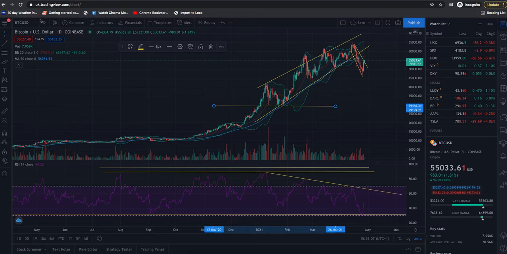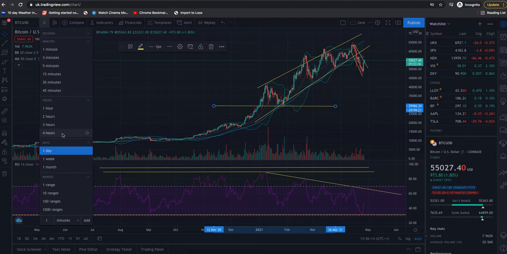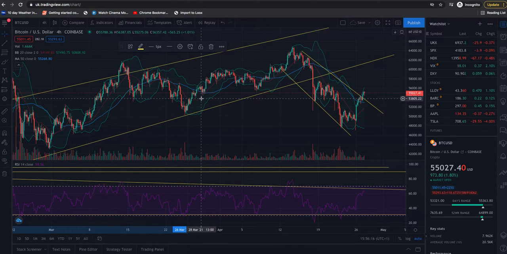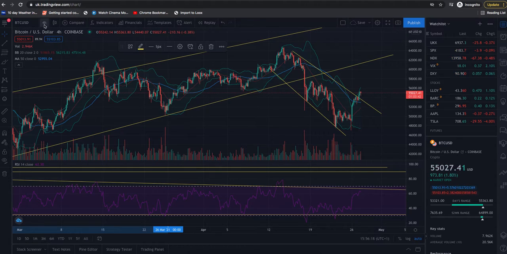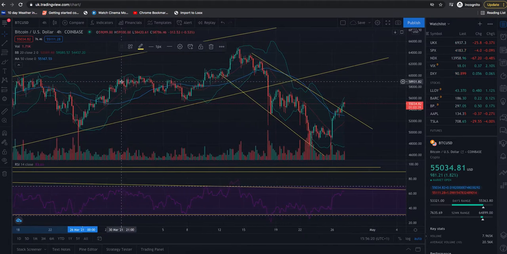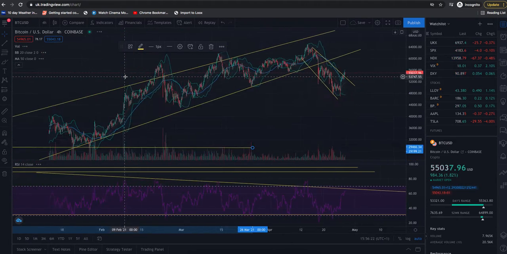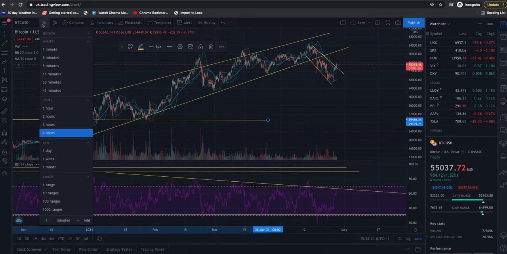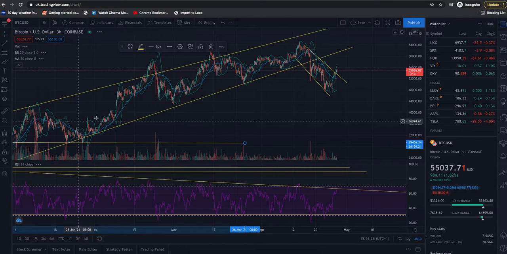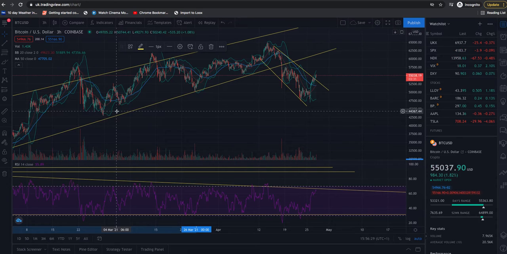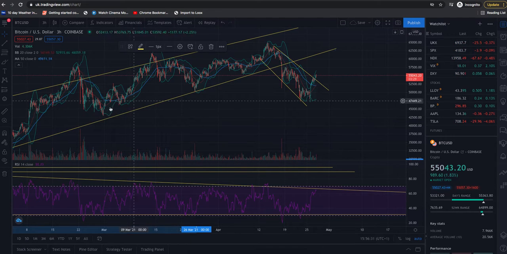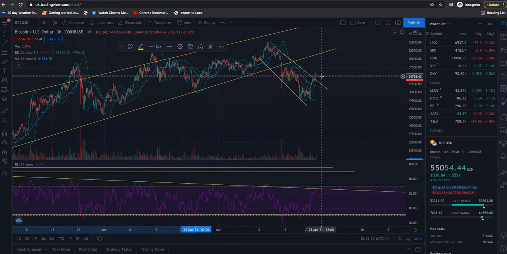So this is actually on a daily. You can actually go into different hourly sections. So you can go to 4 hour, where you zoom in closer, you get a better view of what's going on. Or you can get a 3 hour. Now by these I mean every 3 hours it will give you a different reading on here.